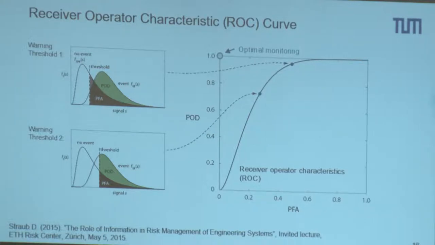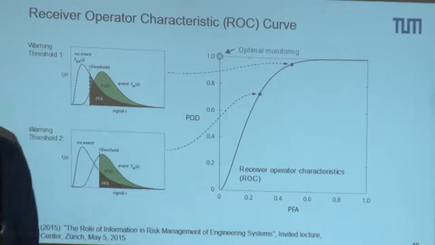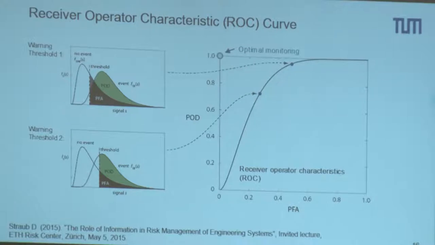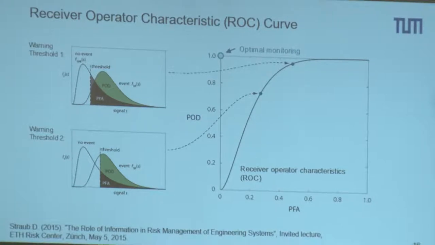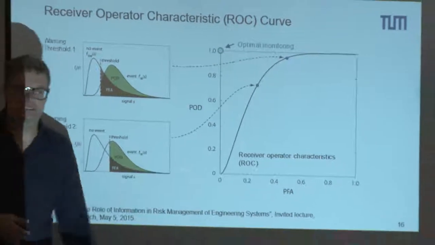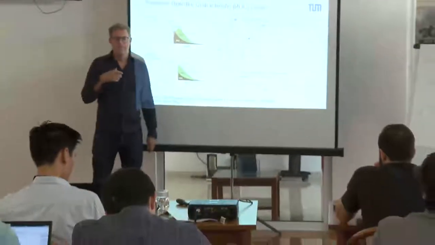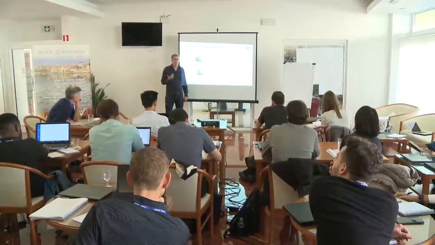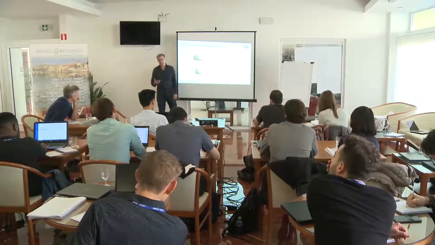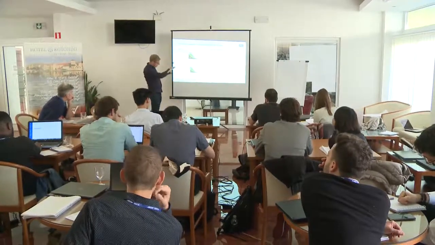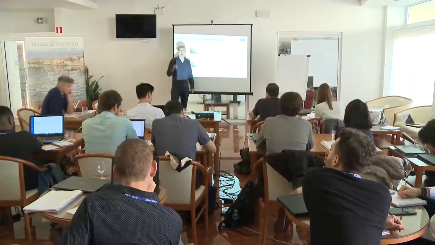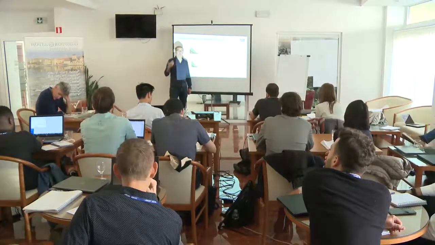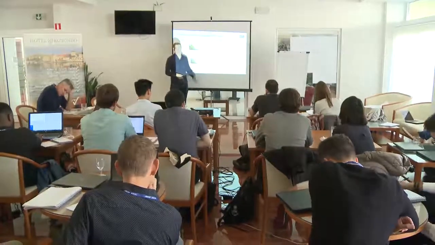And you see this, so this is a very common way of representing the likelihood function, or the quality of monitoring. This ROC curve is also very often used in statistics as a way of describing the quality of a predictive model. And nowadays, in all this predictive modeling and machine learning, you see very often this receiver operator characteristics curve as a way to describe how good my predictive model is for a binary classification problem.